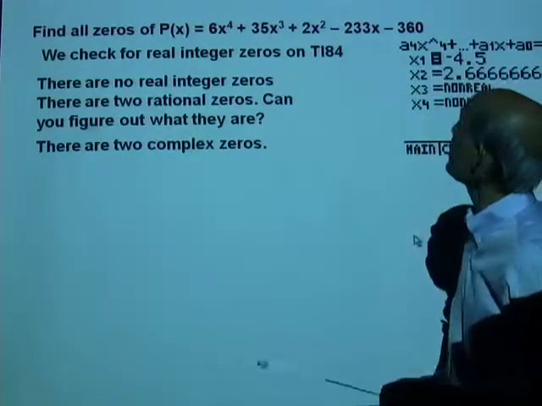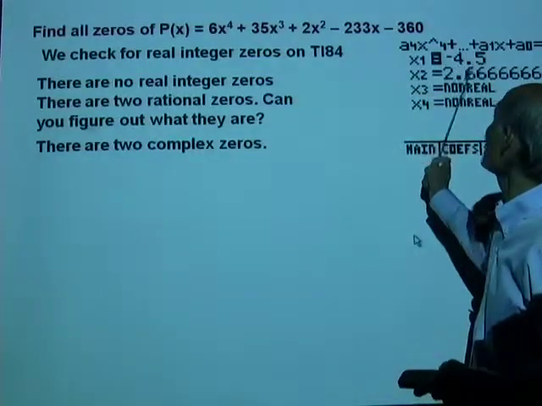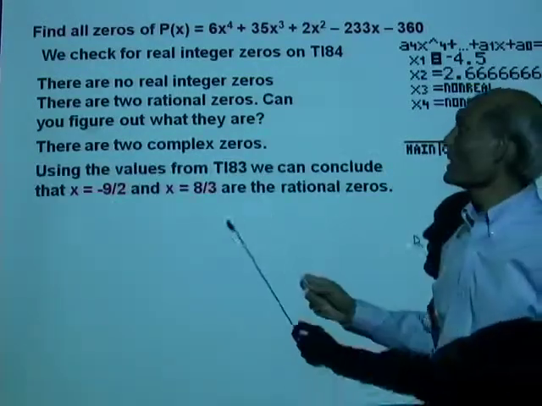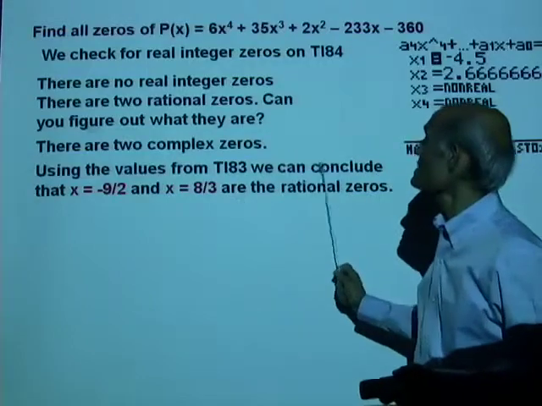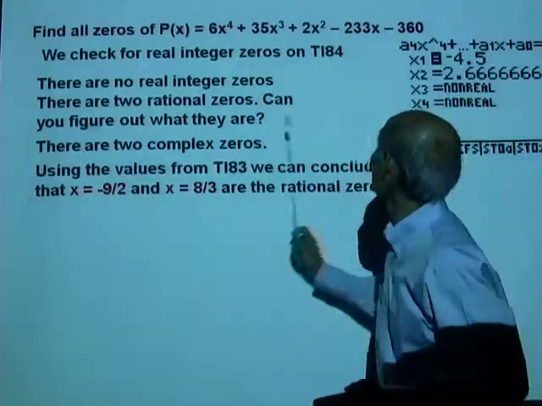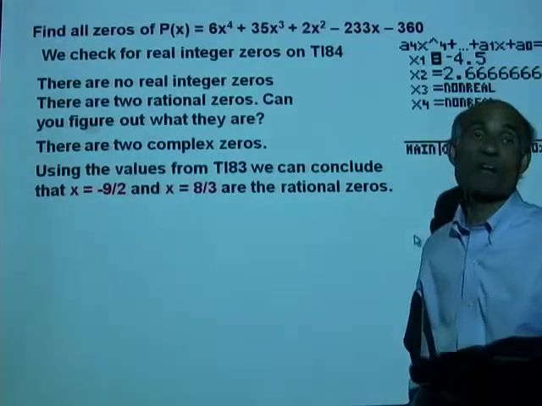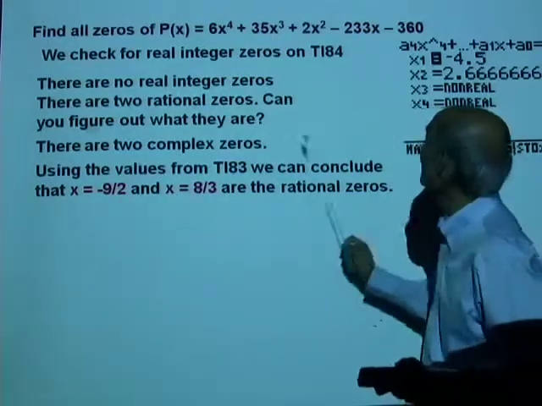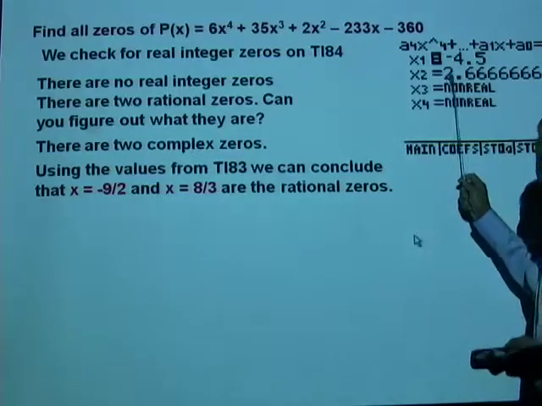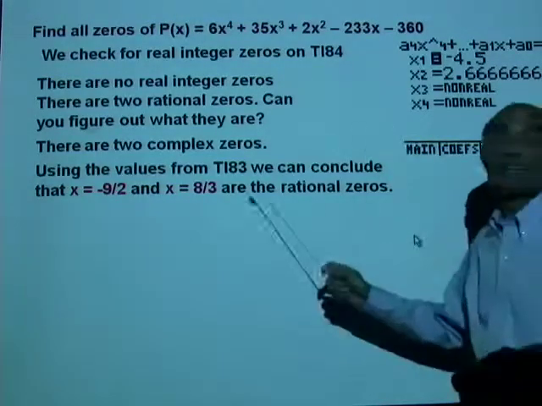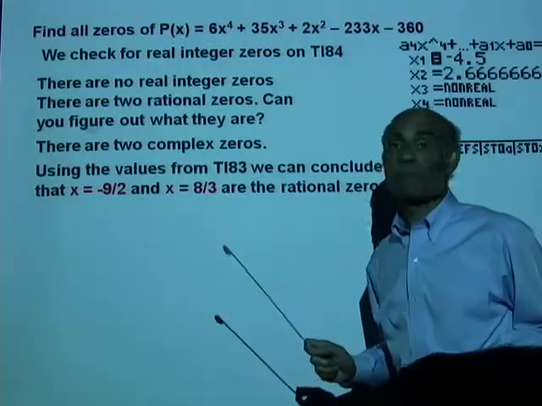And there are two complex zeros as well. Two rational zeros and two complex zeros. Now, using the values from the TI-83, I can say x equal to negative 9 over 2 is one rational zero, and x equal to 8 over 3. Doesn't it look like 2.666666 and so on? It's actually 8 over 3.